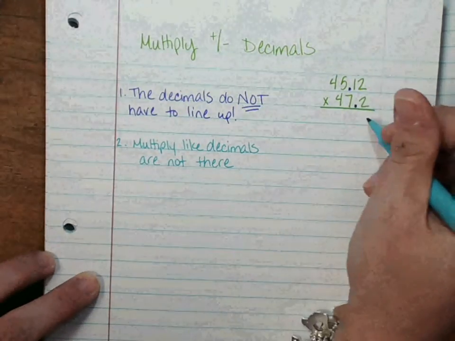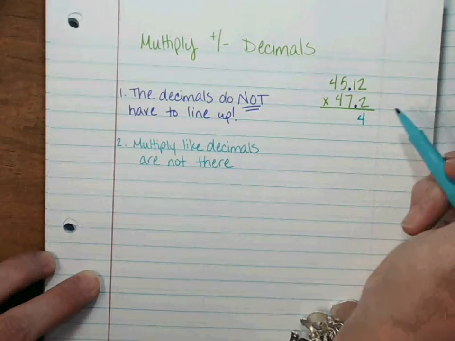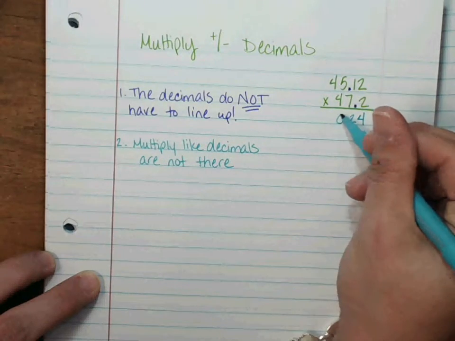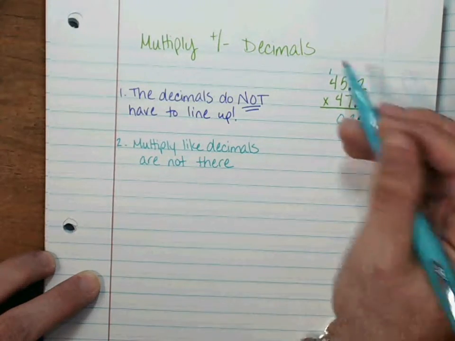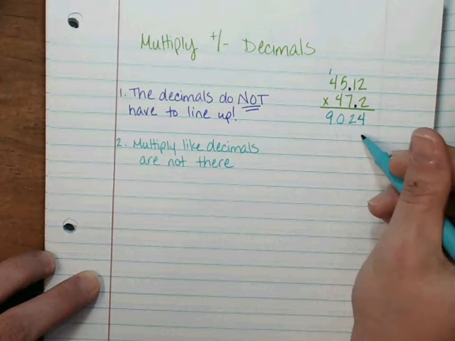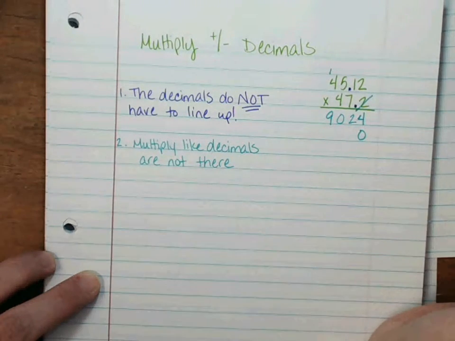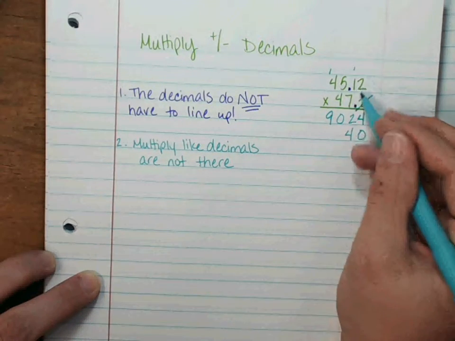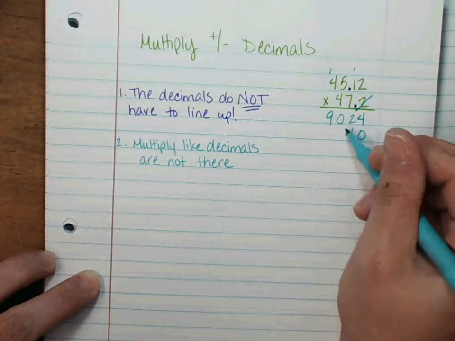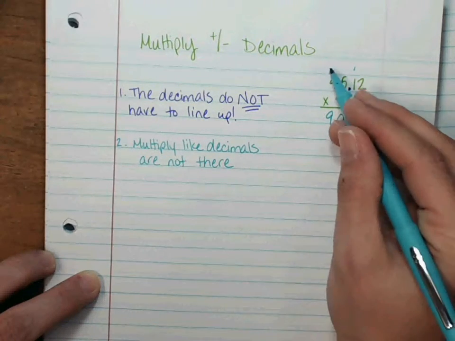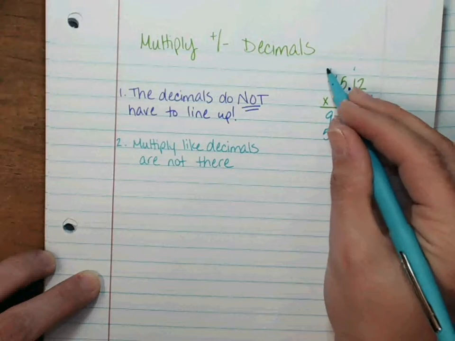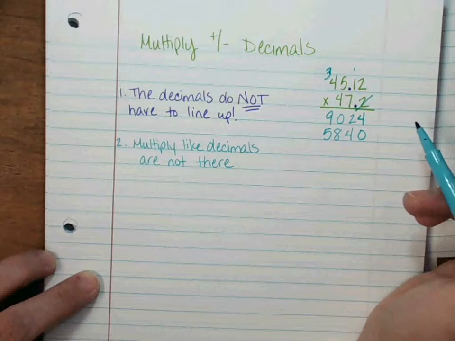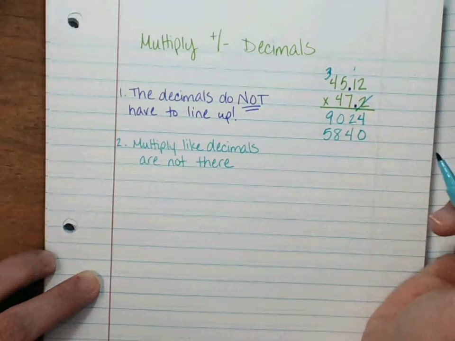So 2 times 2 is 4. 2 times 1? 2 times 5? 2 times 4? Plus 1? Good. I put a placeholder 0. I'm done with the 2. 7 times 2? 14. 7 times 1? 7. Plus 1? 8. 7 times 5? So put a 5. Carry the 3. 7 times 4? 28 plus 3.